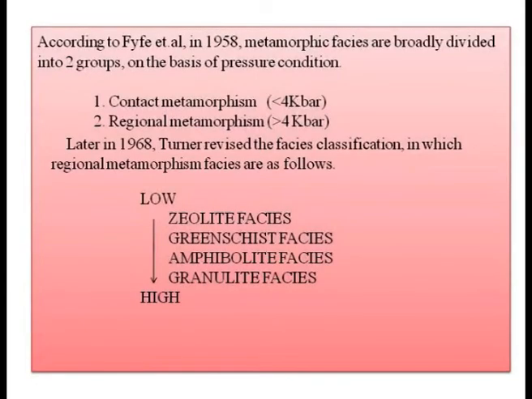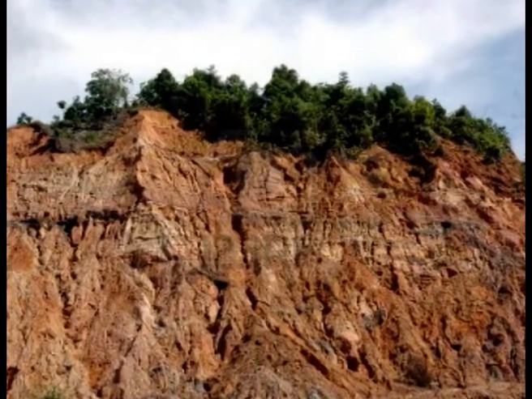Fyfe et al. in 1958 divided the metamorphic phases into 2 types on the basis of pressure, that is contact metamorphism where pressure is less than 4 kilobar, and regional metamorphism where pressure is more than 4 kilobar. Regional or Barrovian metamorphism covers a large area of continental crust, typically associated with mountain ranges, particularly subduction zones or the roots of previously eroded mountains.